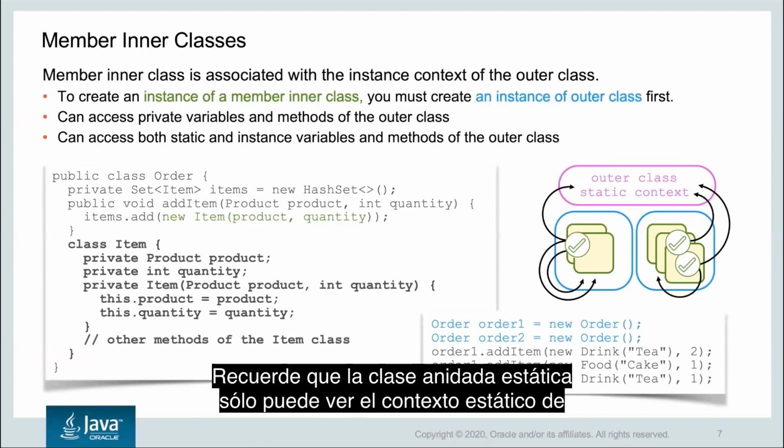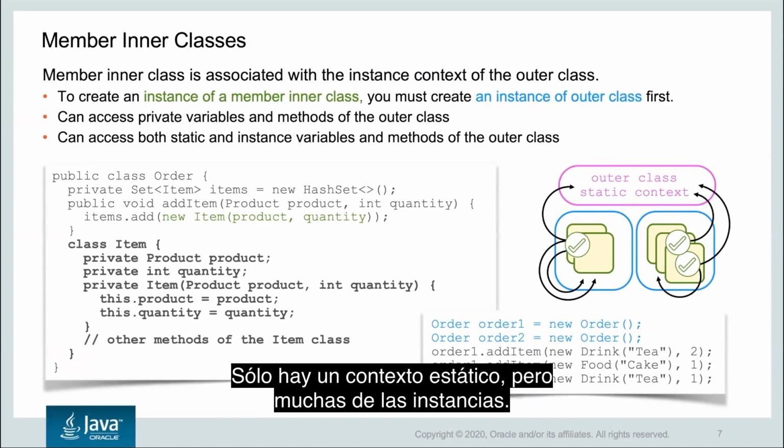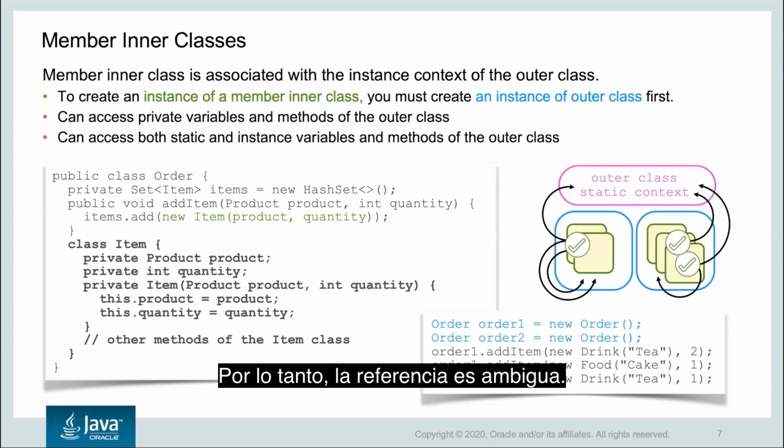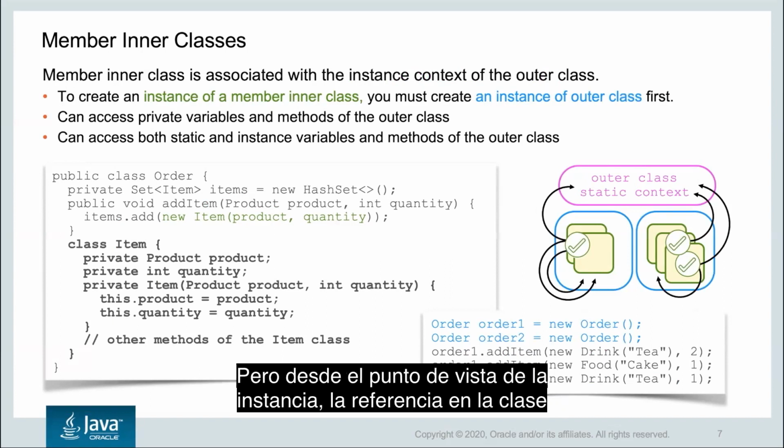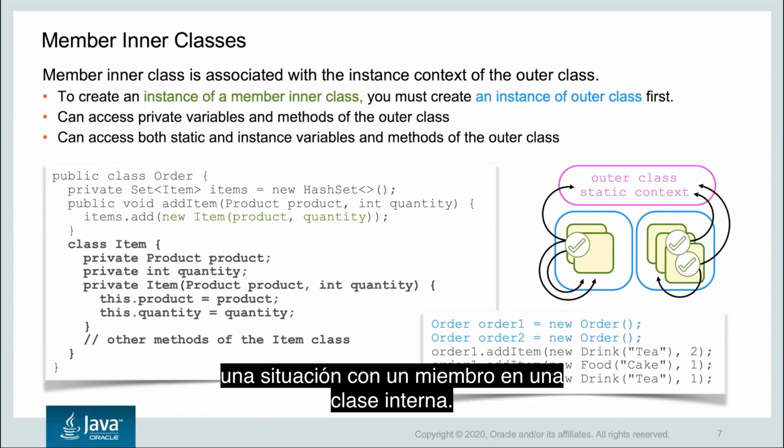Remember, a static nested class can only see the static context of the outer class, it cannot see instances of the outer class, because it doesn't work the other way around. There's only one static context, but lots of instances. So the other way around, the referencing is ambiguous. But from the instance point of view, referencing the outer class or its static context or its instance context is unambiguous in a situation with a member inner class.